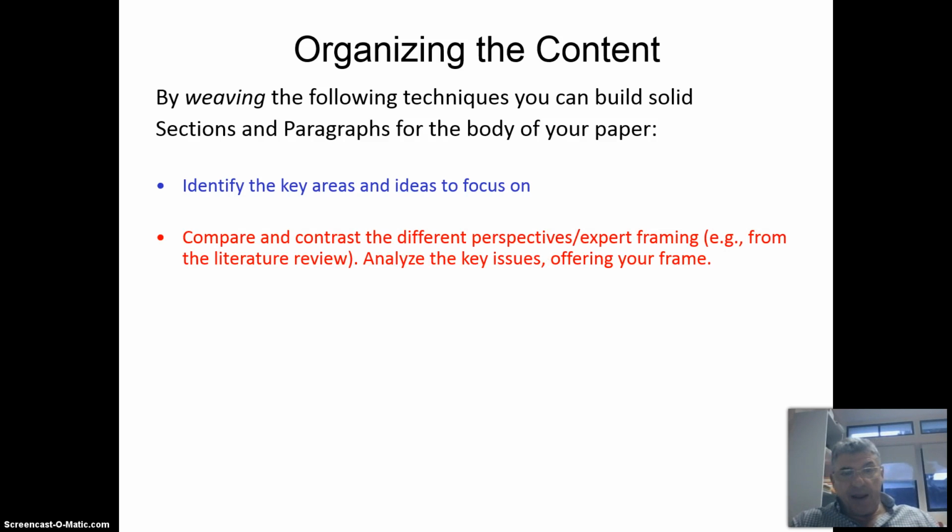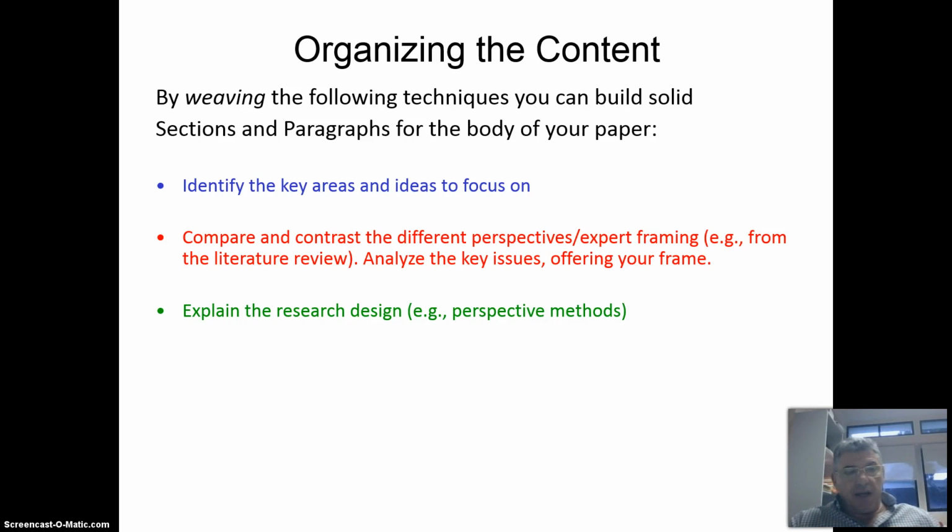Invariably, there's going to be compare and contrast, perhaps different theoretical perspectives, different experts in the field, how they frame the area of study, and this is going to come from the literature review, and it's going to involve inevitably an analysis of key issues and you making explicit your frame, where you're coming from in looking at this area.